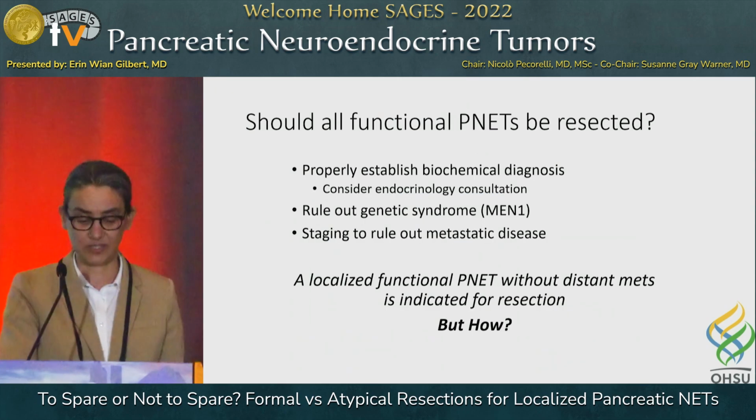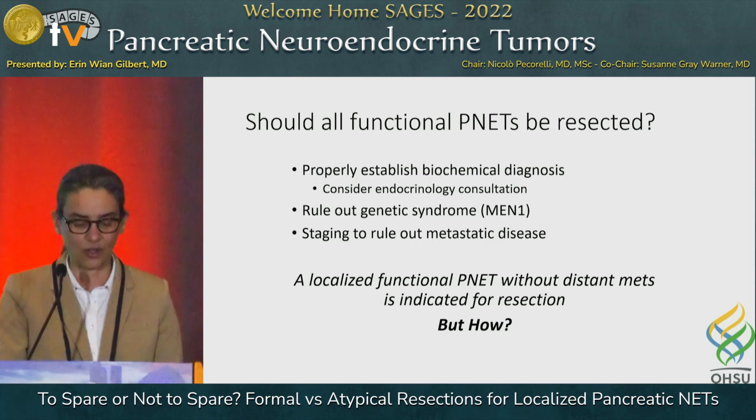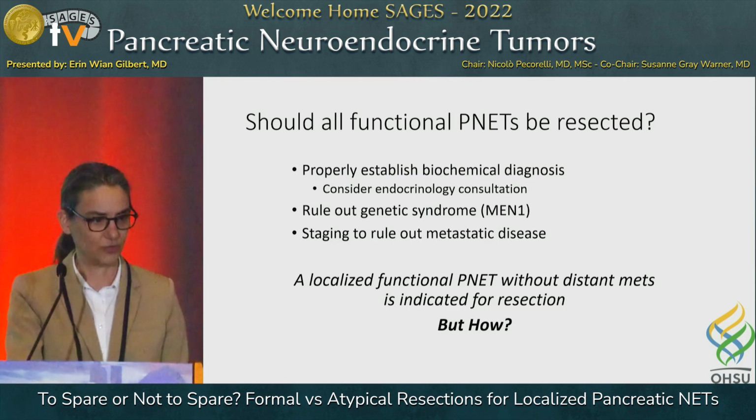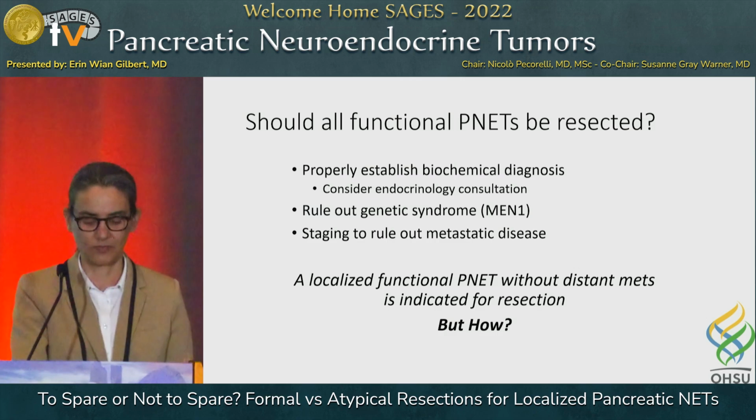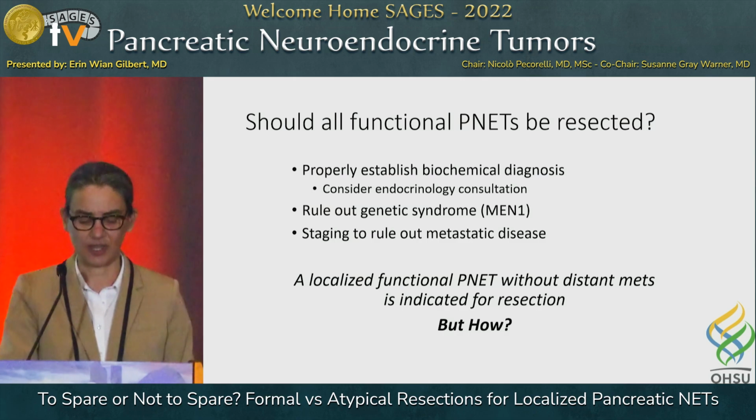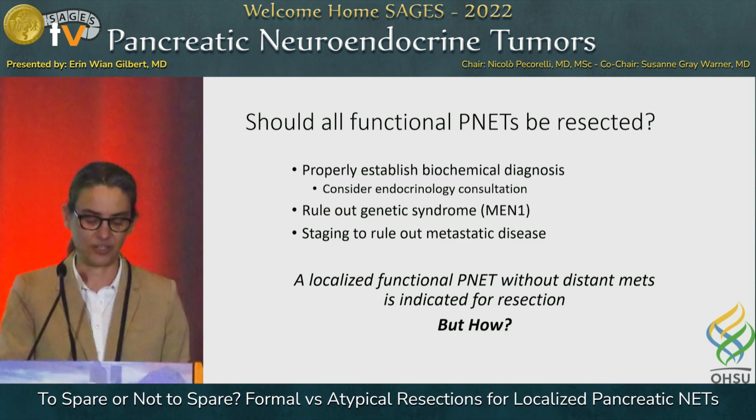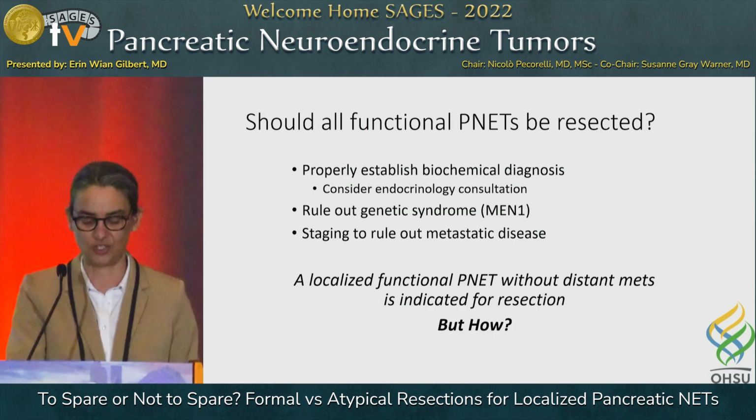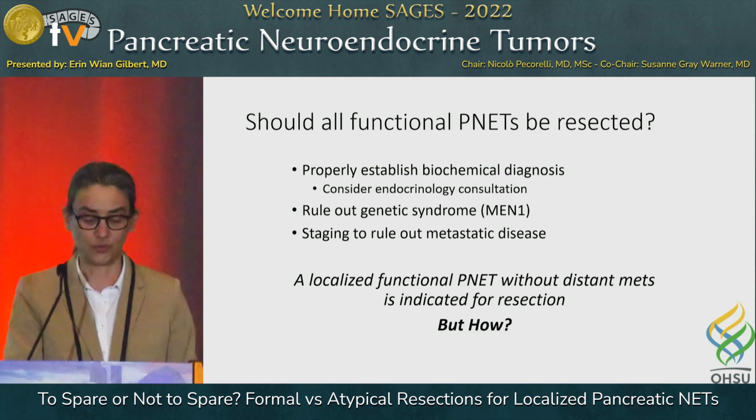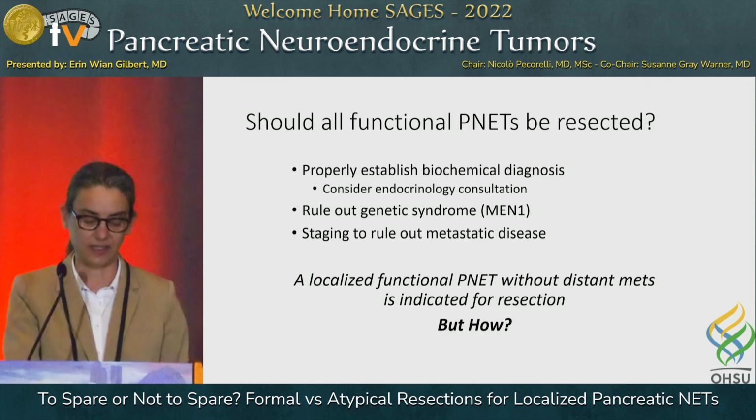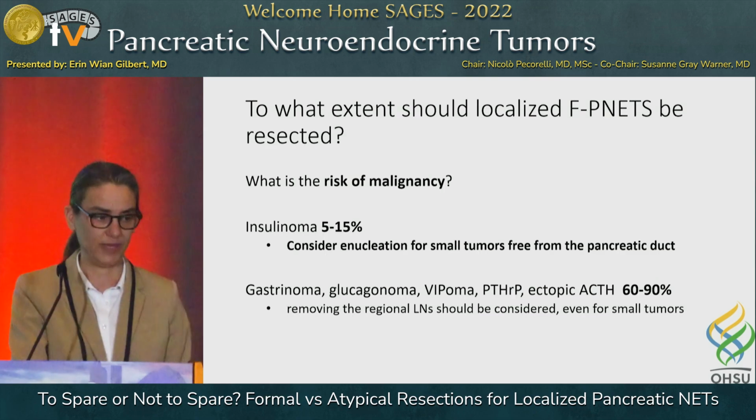So, in regards to the types of pancreatic NETs, should all functional tumors be resected, and how should they be resected? So first, you need to establish the underlying biochemical diagnosis. Consider endocrinology consultation here, as this decision could be quite complex. It's essential to rule out genetic syndromes, and finally, perform proper staging to rule out metastases. But the answer is yes. A localized functional pancreatic NET without distant METs is indicated for resection. So now the question is, what should that extent of surgery be?